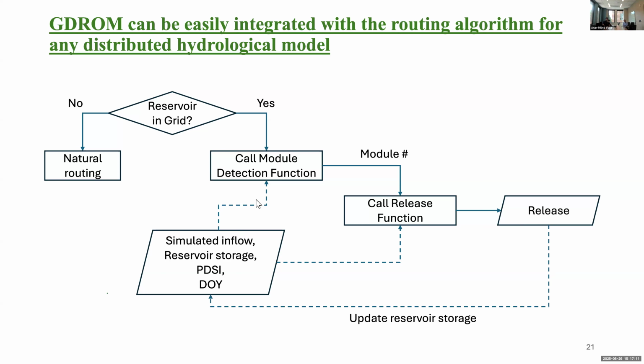And if we had a vector-based model, we could always treat the reservoir as a node in a stream-link network. And that's the way we did it for the watershed scale model, in which the reservoir was a node. It received flows routed by the hydrological model from upstream, and then it was transformed as release that goes downstream. In the next two slides, I'm going to dig into what these module detection function and the release functions look like and how we can get them.